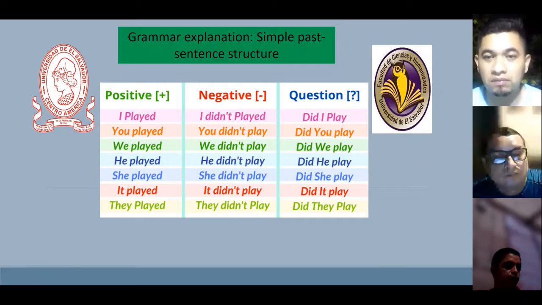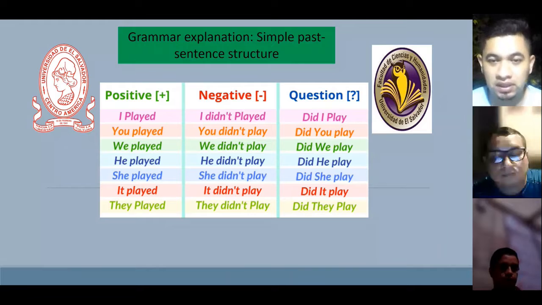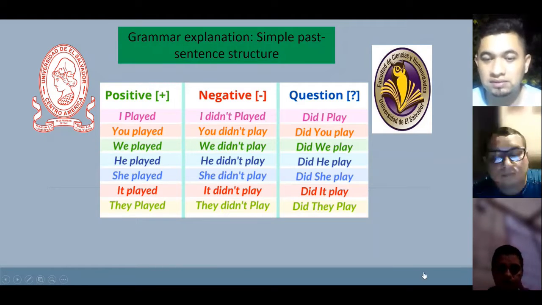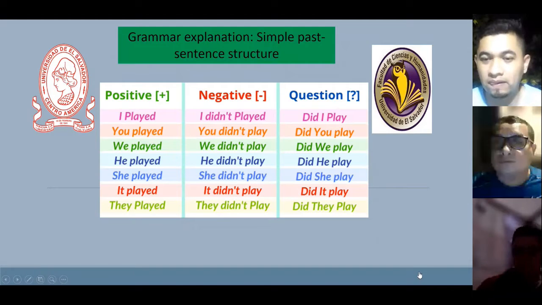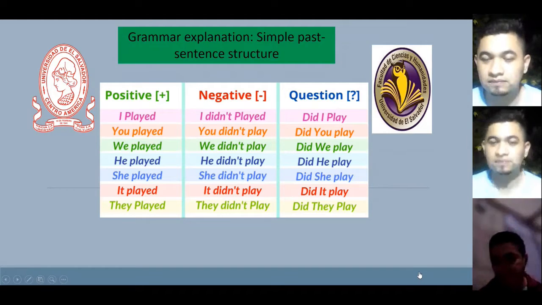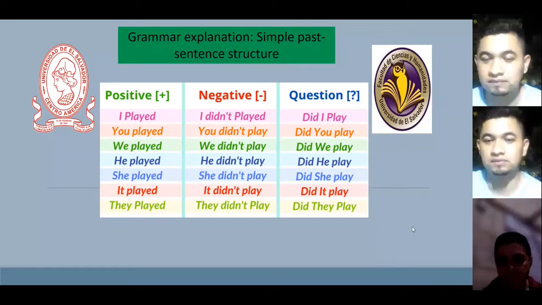For the question form, we need to add the auxiliary verb at the beginning, right? Which is did for all the pronouns. Did I play? Did you play? Or did we play? And so on. I don't know if you have any questions, guys. No, I don't have a question. Okay, next slide, please.